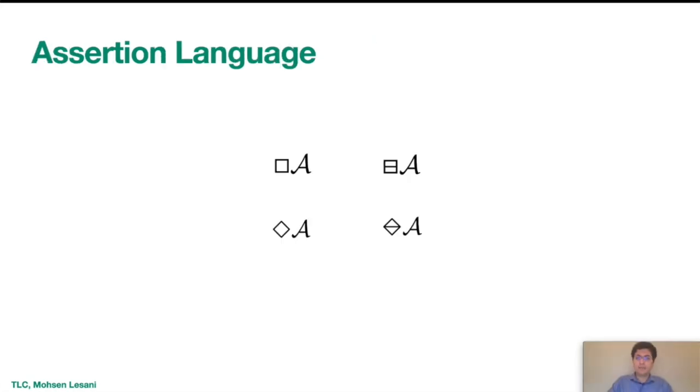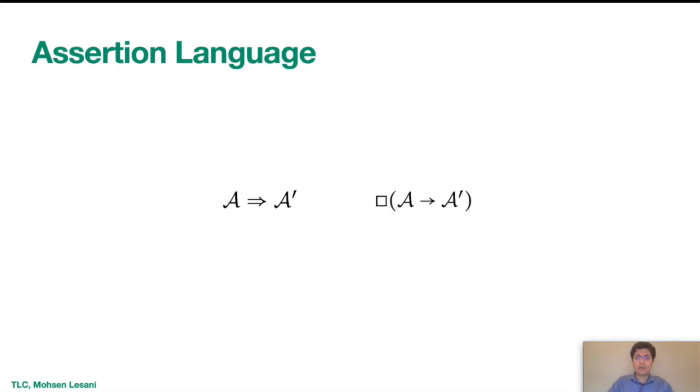We now take a look at parts of the assertion language. We use the classical operators always, always in the past, and eventually in the past. The assertion A strongly implies A prime is syntactic sugar for always A implies A prime. The assertion A leads to A prime is syntactic sugar for always A implies eventually A prime. Similarly, the assertion A preceded by A prime is syntactic sugar for always A implies eventually in the past A prime.